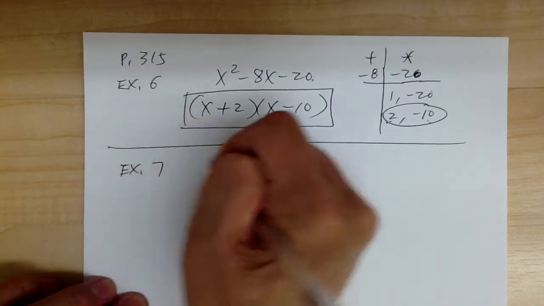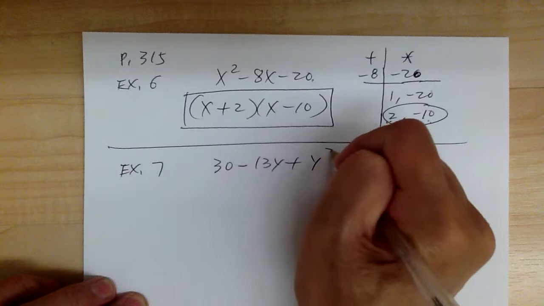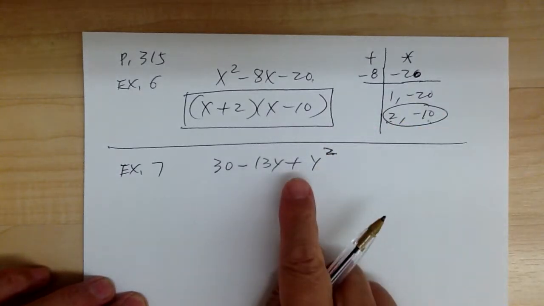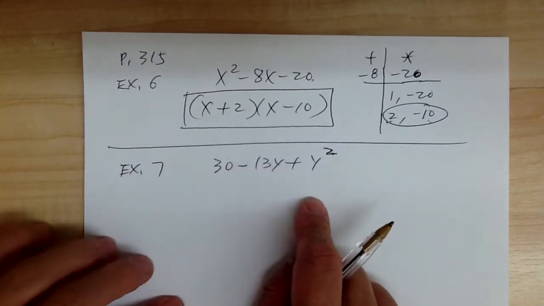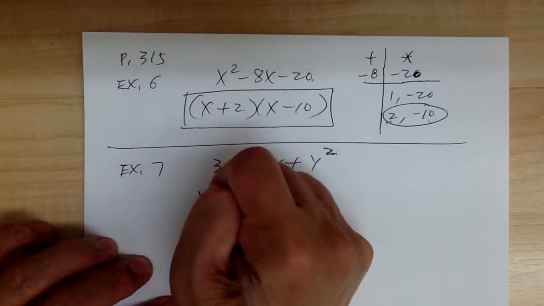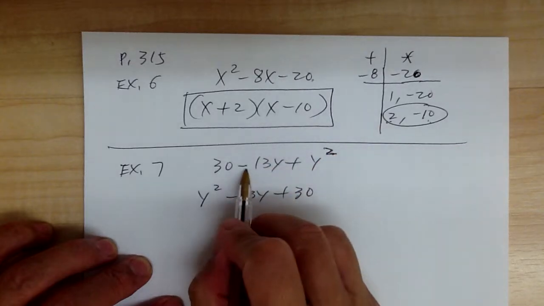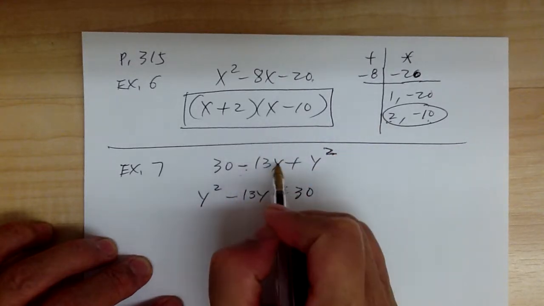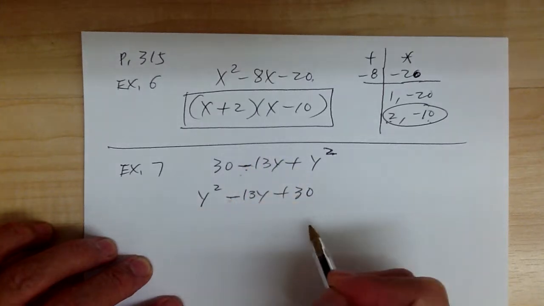Now, example 7, you got 30 minus 13y plus y squared. Now, before we do anything, we need to arrange this in the correct order, because right now this is in the wrong order. So let's go and switch. You got y squared minus 13y plus 30. Remember, negative is part of the term. Okay, so negative goes along with this. Negative is part of this.